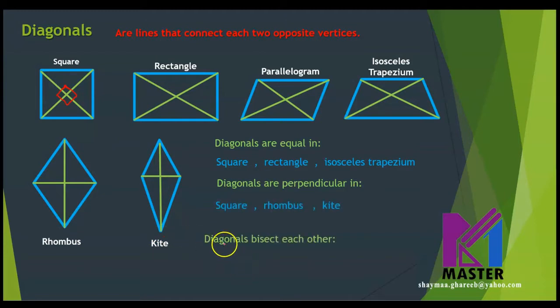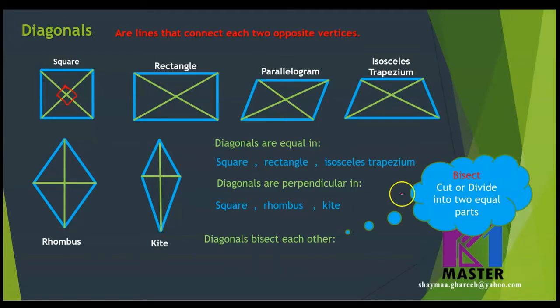Now, diagonals bisect each other. What is the meaning of bisect? Bisect means cut or divide into two equal parts. So, if the two diagonals cut each other or divide each other into two equal parts, they are called bisect each other. Is this clear?